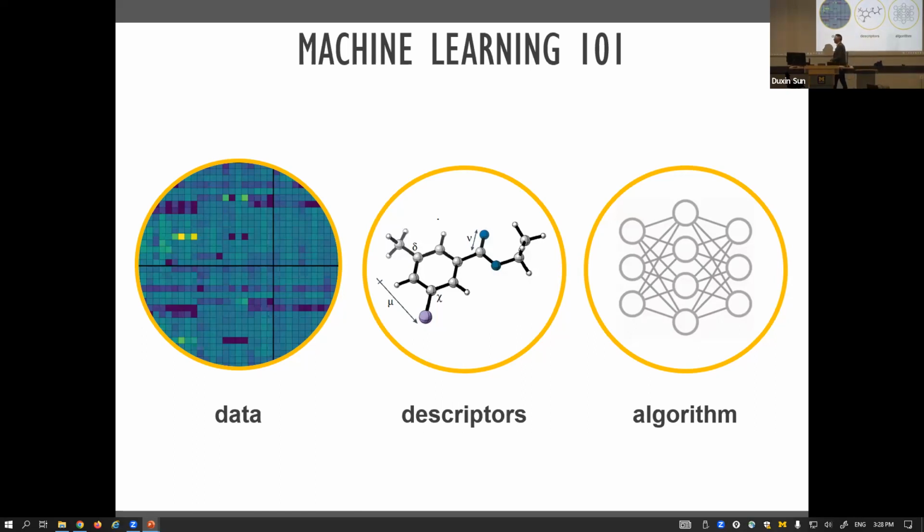But the only thing that I really hope you pull from this talk is that machine learning can be built from data, descriptors, and an algorithm. When someone says, I did machine learning, it sounds fancy. And if they call it artificial intelligence, it sounds even more fancy.